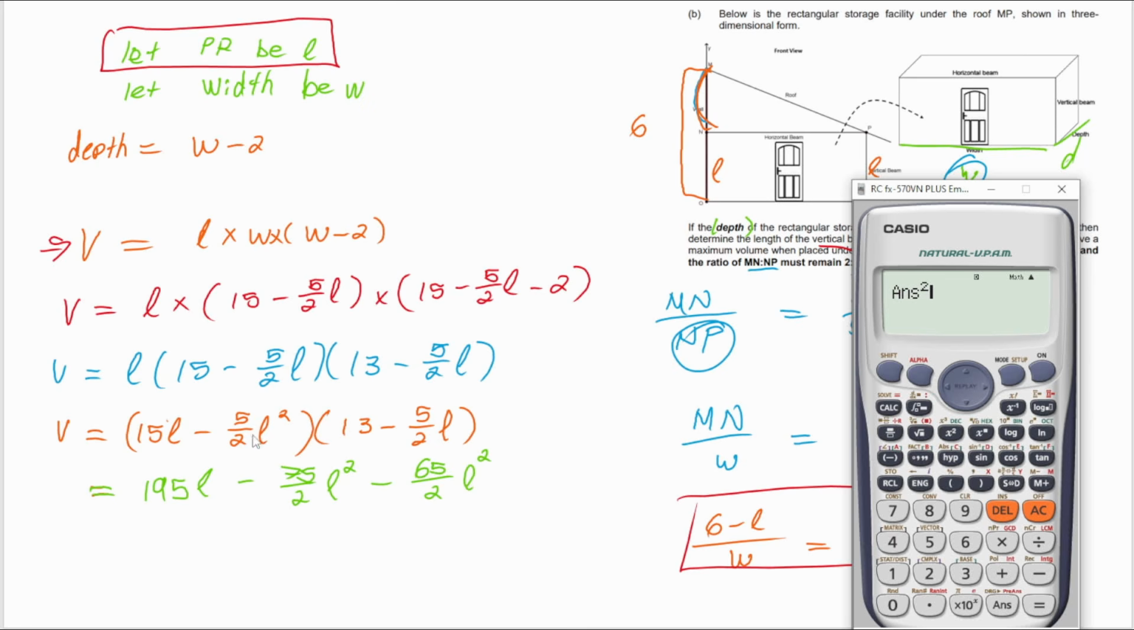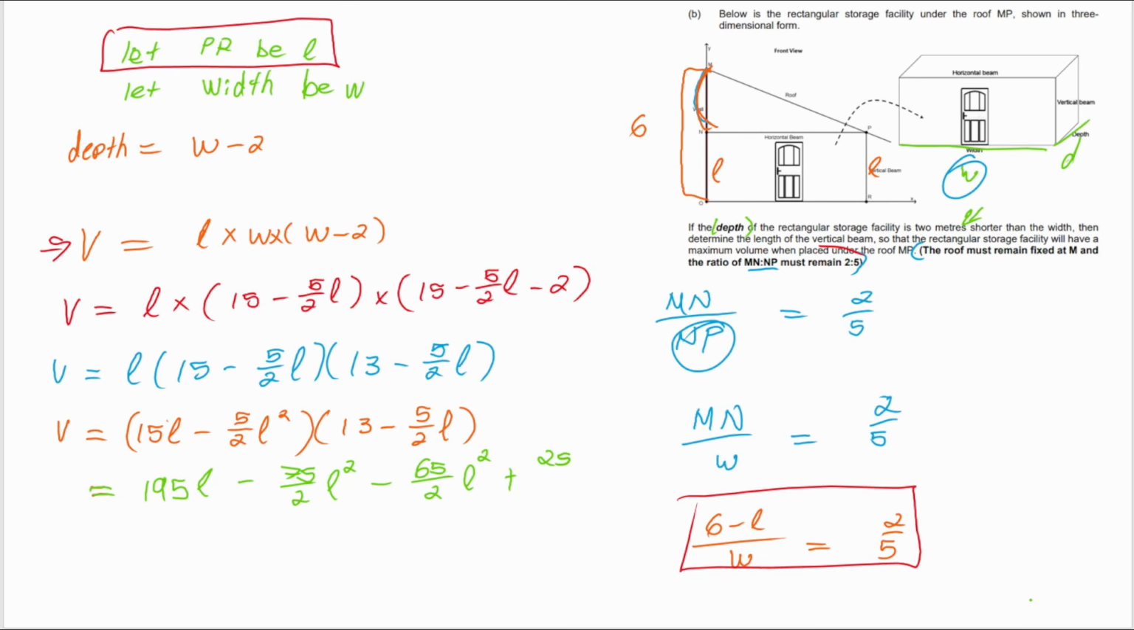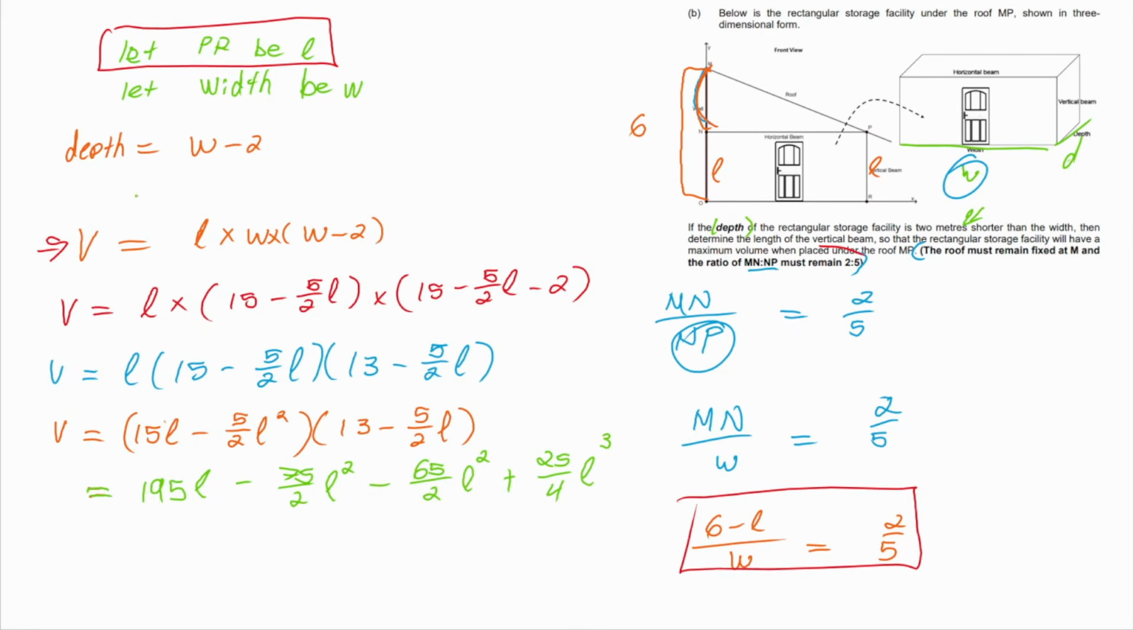Okay, because it's this times that. So that's positive 25 over 4 L to the power of 3, L cubed. All right, let's collect like terms to get a final expression just for volume in a nice form. So you can see here we have a cubic. So let's arrange in descending powers of L.